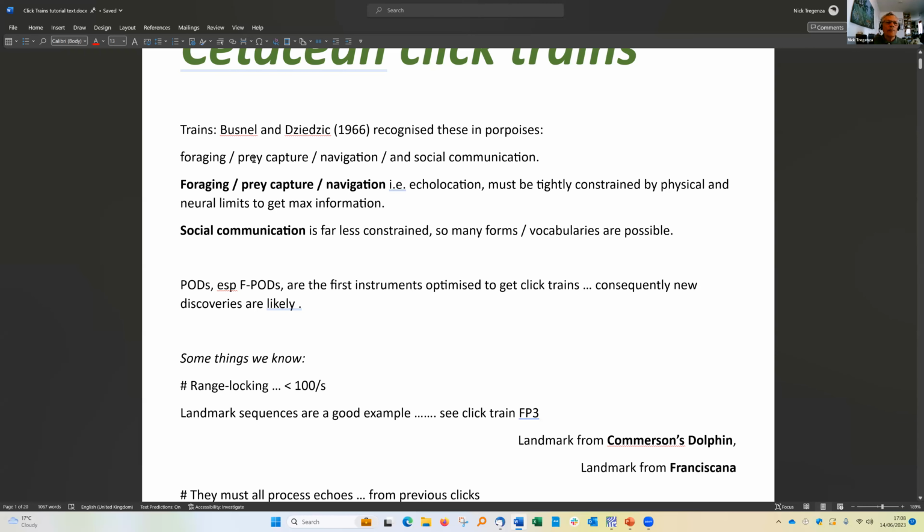So we've known since the 60s that the click trains are used for foraging, prey capture, navigation, and social communication. And those guys, Bunel and Diedzik, did work out a surprising amount with the equipment they had then, including describing some of the forms of social communication. And when you think about it, the foraging, prey capture, and navigation, that's probably tightly constrained by physics and neural limits, but the social communication is far less constrained. So many forms of social communication and vocabularies are possible.